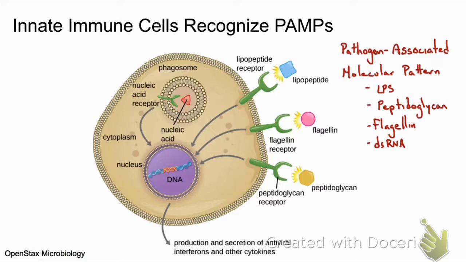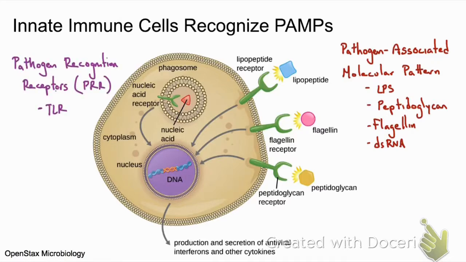These PAMPs are recognized by receptors on the surface of these innate immune cells that are known as PRRs, or pathogen recognition receptors. Some of these pathogen recognition receptors are located in endosomes inside of the cell, but the most abundant or most well-known class of PRRs include the toll-like receptors, or TLRs.